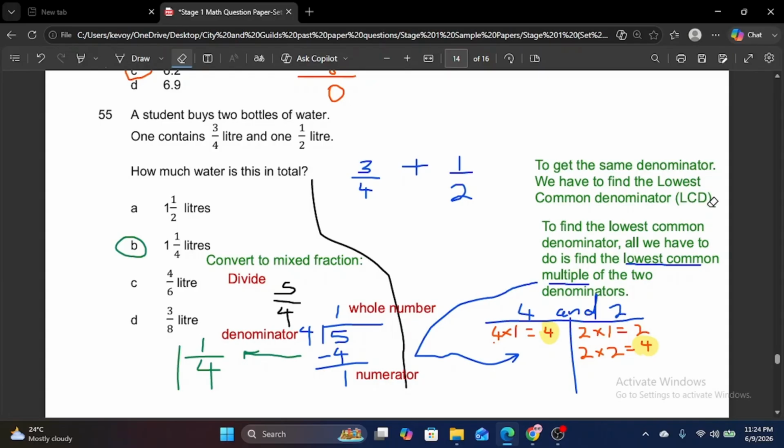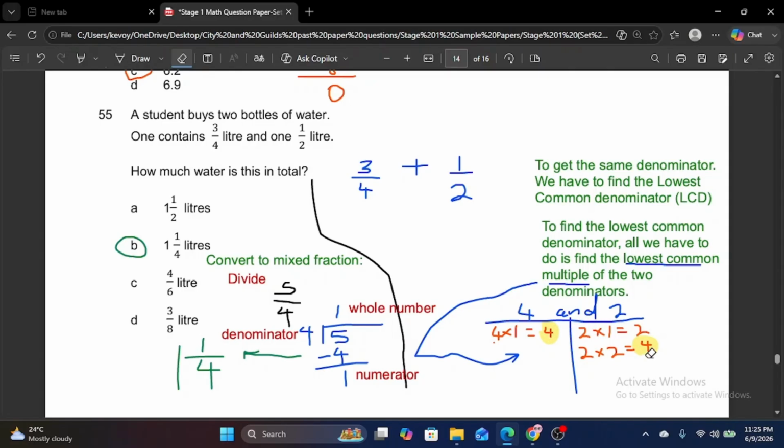That's the LCD, right? To find the lowest common denominator, all we have to do is find the lowest common multiple. So the lowest common denominator is the same thing as the lowest common multiple between the two numbers, or the two denominators in this case. The two denominators are 4 and 2. So 4 times 1 is equal to 4. 2 times 1 is 2, but 2 times 2 is 4. So the lowest common multiple is 4.